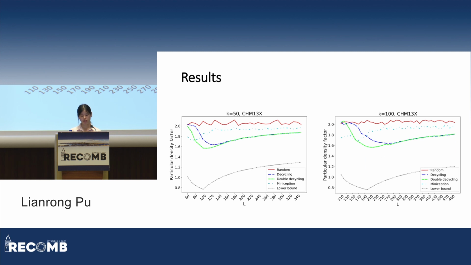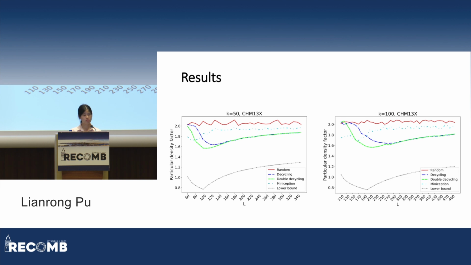And we also show another example for large k. When k equals 50 and 100, we have similar observations, but only two differences. One is when L is small, minception has better performance than the decycling set-based order, because when L is small, most of the L-mer sequences don't contain k-mers from the decycling set, so we almost use random order. And when L grows, then we can see the decycling set still has the best performance.